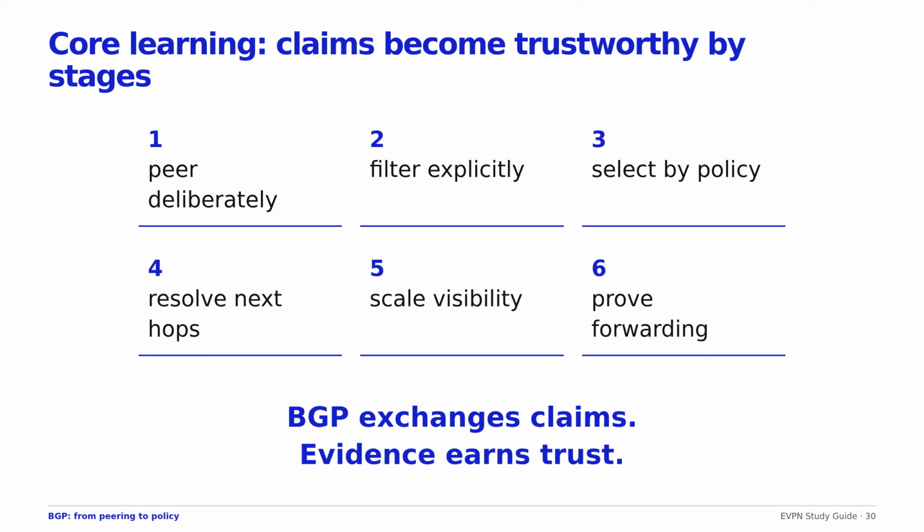The practitioner habit is to peer deliberately, filter explicitly, select by documented policy, resolve the next hop, scale path visibility carefully, and then prove forwarding. Next, study MP-BGP policy and EVPN route types with this BGP foundation intact.